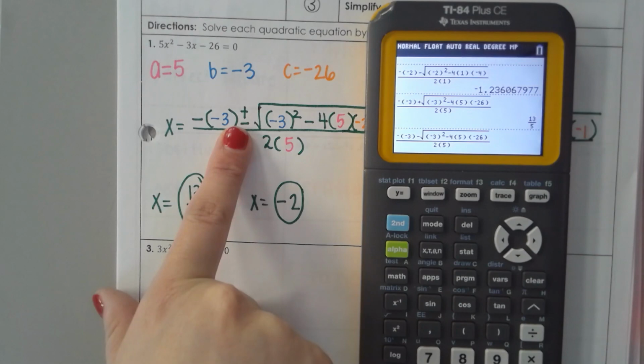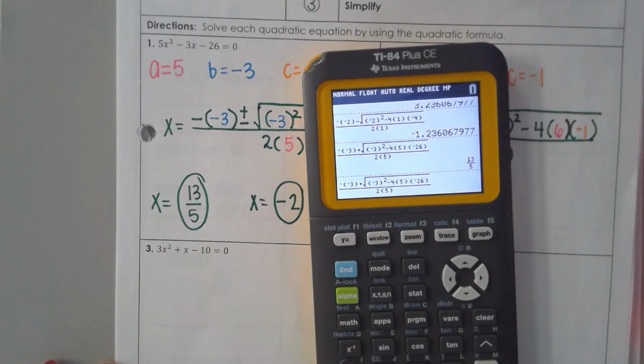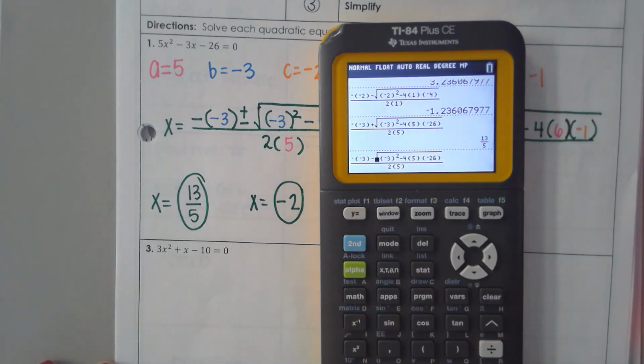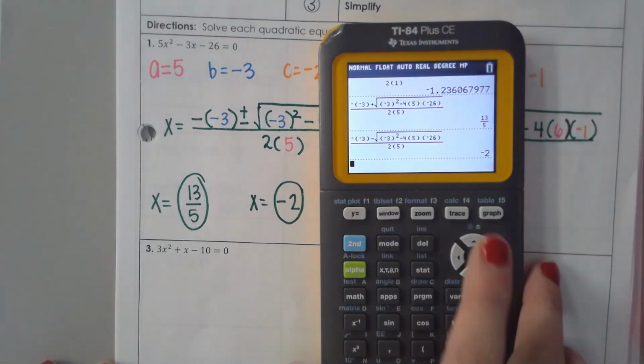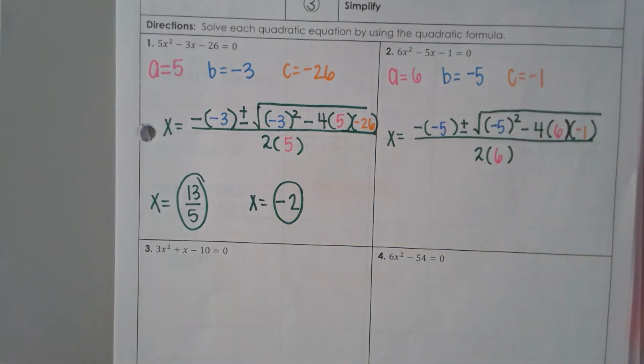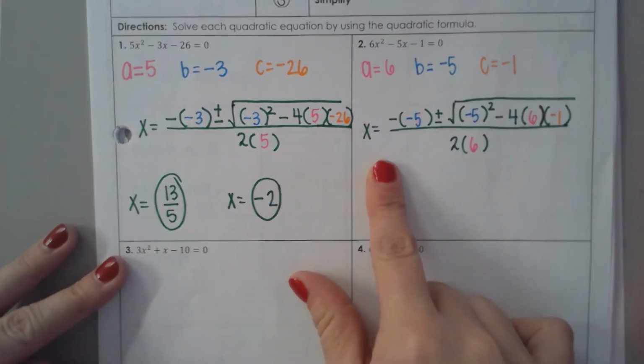Hold on. So it brings it back, so you don't have to retype everything. And then use your arrow keys to move it to where the cursor is over top of the plus, and just type in a minus. I have a question. How did I get this? I'll have to look. Alright, so number 2, I haven't typed this one in yet.